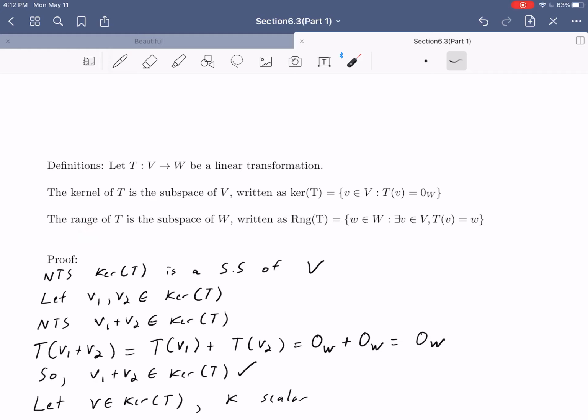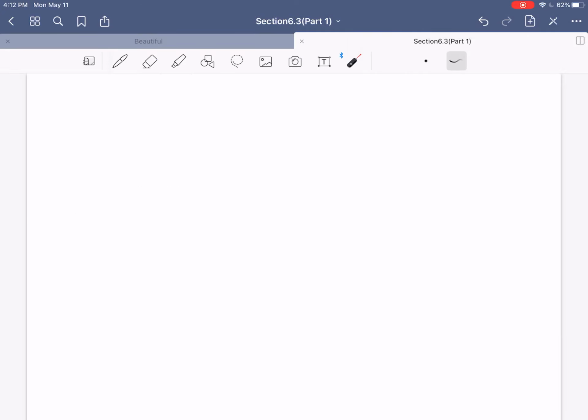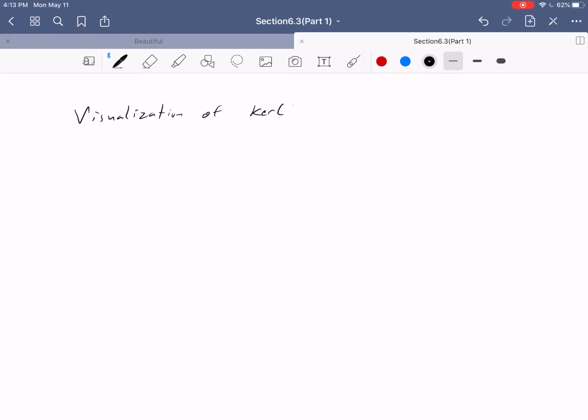All right, now, before we get into some examples, let's just take a look at a little bit of a visualization to understand what we're sort of talking about here. So I think we'll add in an extra little page here. So we'll just talk about a quick visualization of kernel of T and range of T.